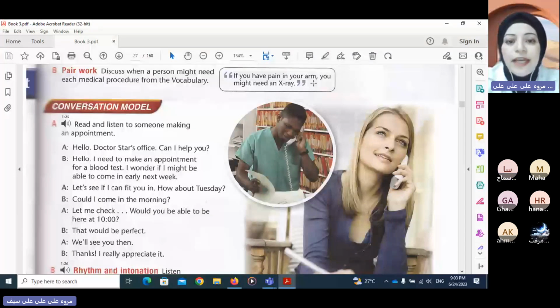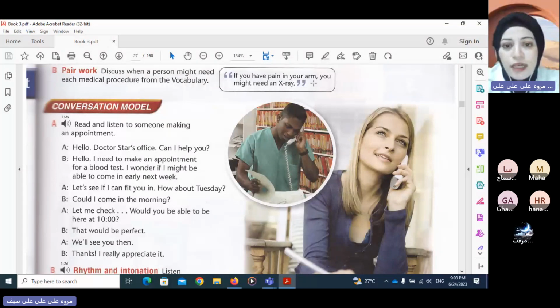Okay, so do we call the X-ray a symptom or a medical procedure? A medical procedure. Excellent. And what's the word in this sentence that refers to possibility? There is a word used in this example that refers to possibility. What word? Might. Excellent. What kind of form of verb is it followed by?